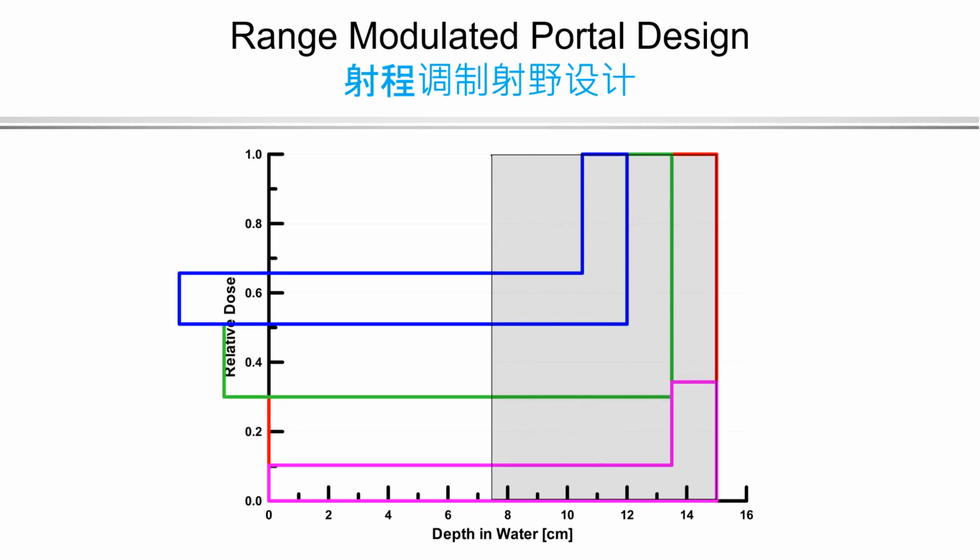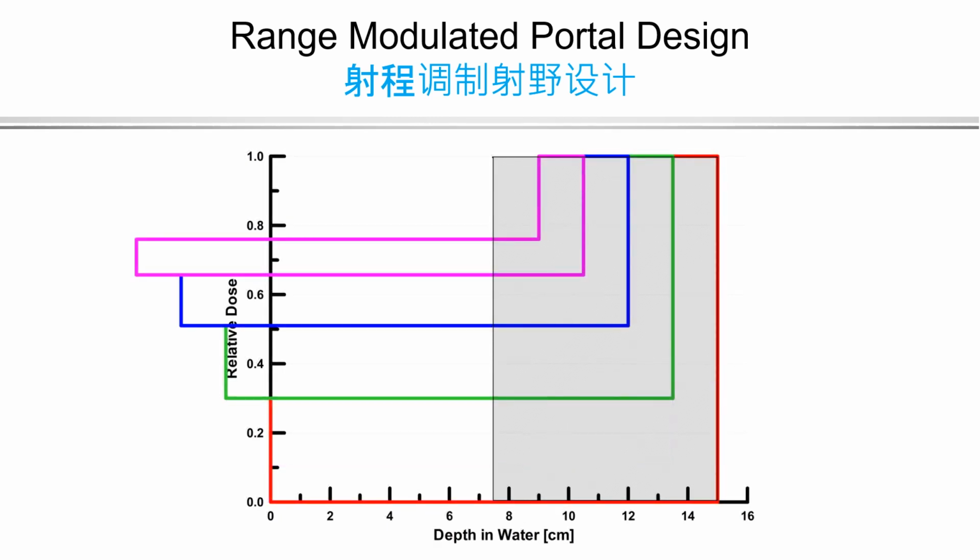A fourth beam can be added with 6 centimeters of water equivalent shift and with 34% of the dose. This beam is shown in magenta color. When the dose of this beam is added to those of the first three beams, then 80% of the target is covered with the prescribed dose.